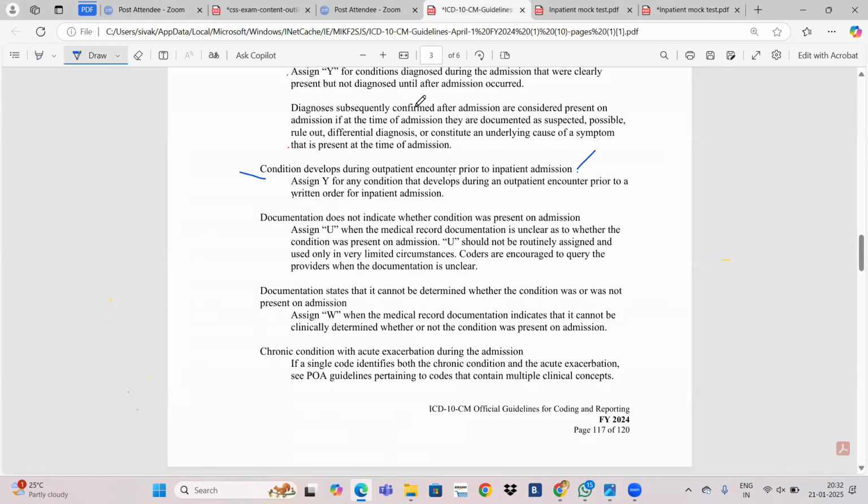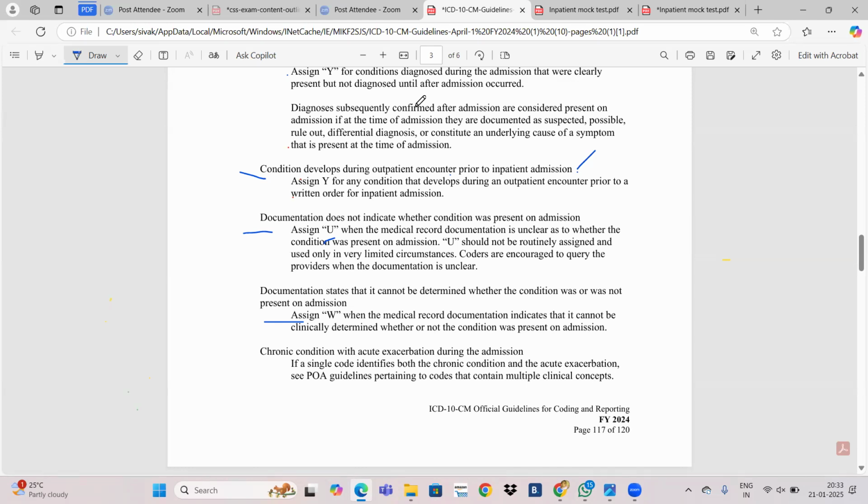Next, documentation does not indicate whether the condition was present on admission or not. What indicator do you need to say? Unknown, U. Simple guideline only. Then if the provider is unable to determine the indicator, it is W. Please write down the question.